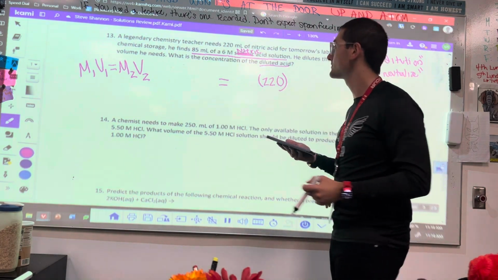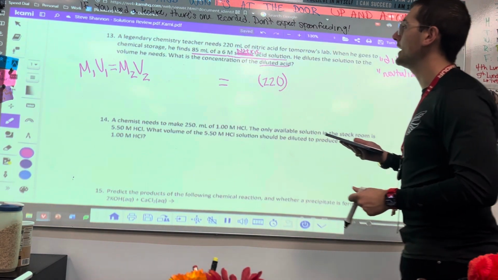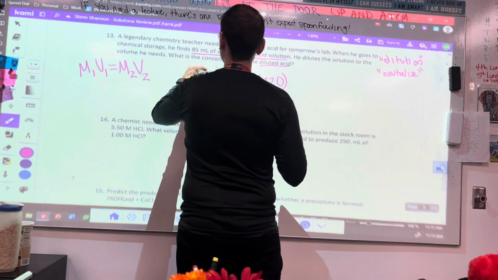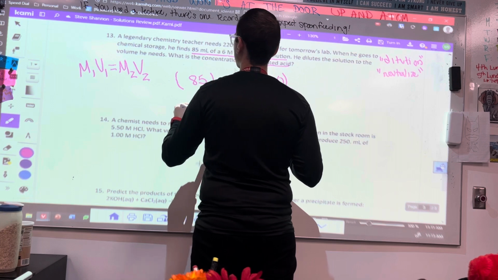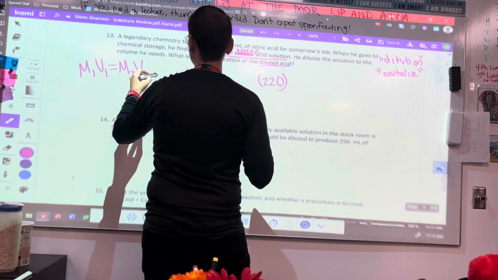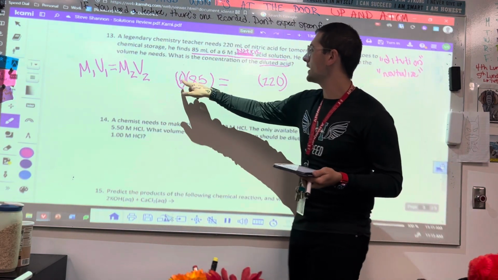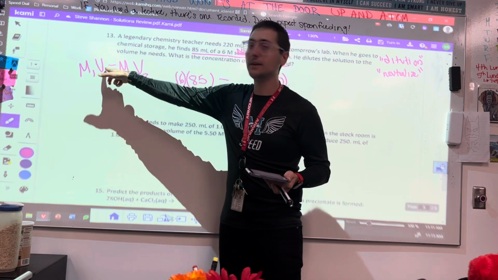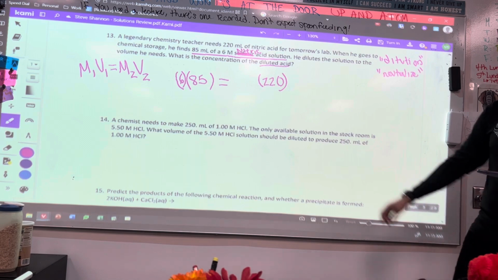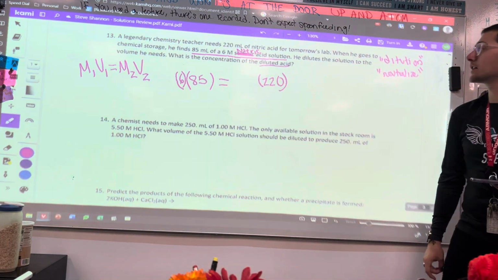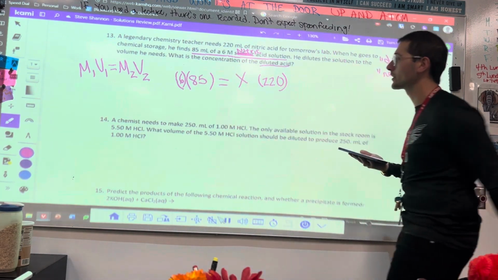Reading time. Good thing we're still here. When he goes to chemical storage, he finds 85 mils. So my original is my stock solution, which is at 85 mils. My original is also at 6 molar. Let me just fit this 6 in right there, just like that. So that my M1 is 6, my V1 is 85, my V2 is 220. I dilute the solution to the volume I need, which was 220. What is the concentration of the diluted acid? That is our X. M2 is our concentration.